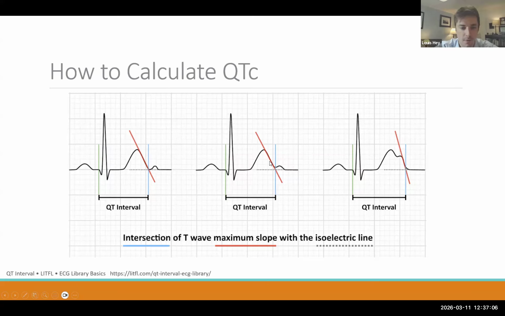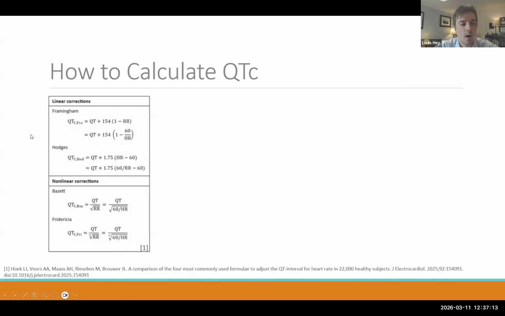But again, that's just more to know that it exists, not something that I think most non-cardiologists need to have memorized. And so, most people probably know that the QT changes based on the heart rate. It shortens the faster the heart rate is, and it elongates the slower the heart rate goes. And so there's been countless formulas over the years to try to correct for this.